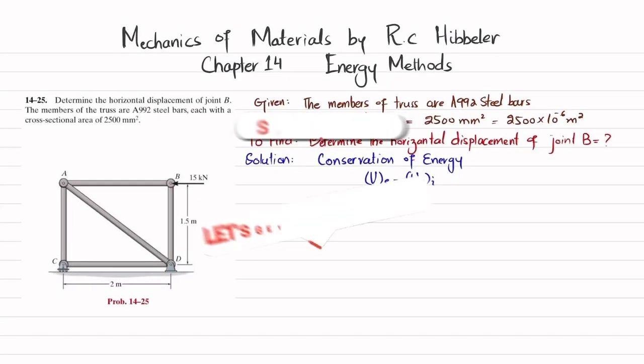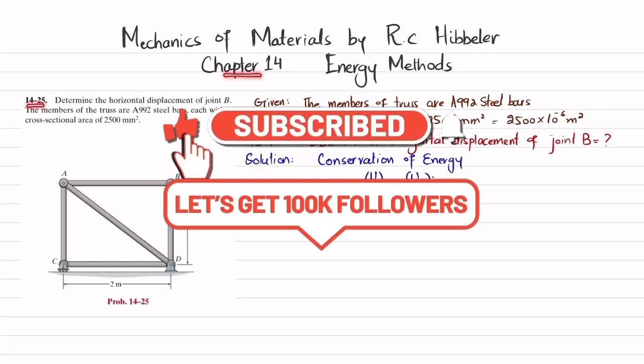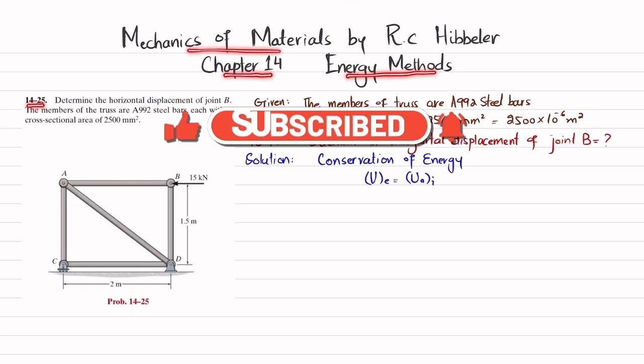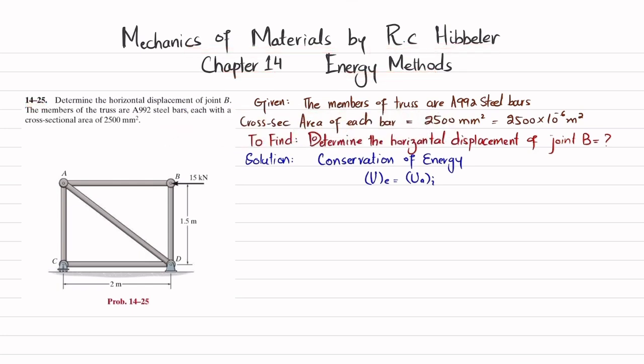Welcome back. In this video, we are going to solve problem 14-25 that is taken from chapter number 14, Energy Methods, and the book name is Mechanics of Materials by R.C. Hibbeler. So the statement is: determine the horizontal displacement of joint B. The members of the truss are A992 steel bars, each with a cross-sectional area of 2500 square millimeters.